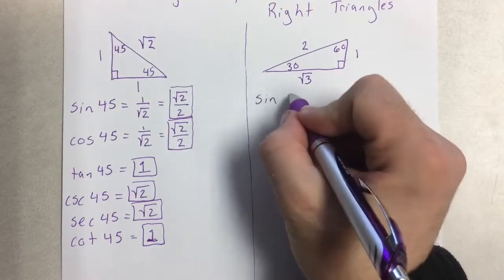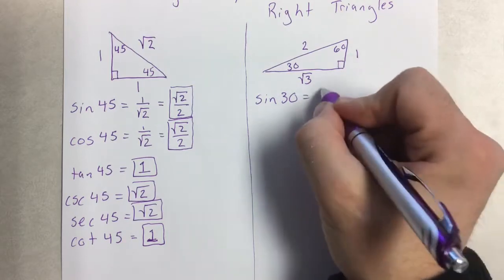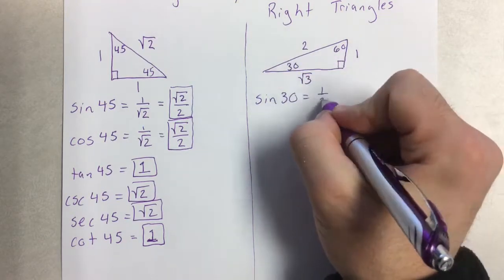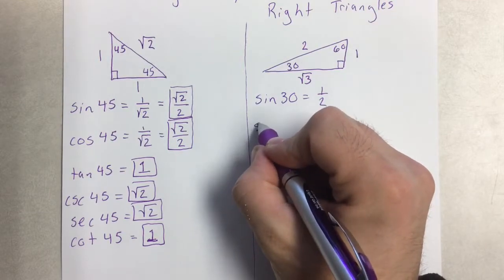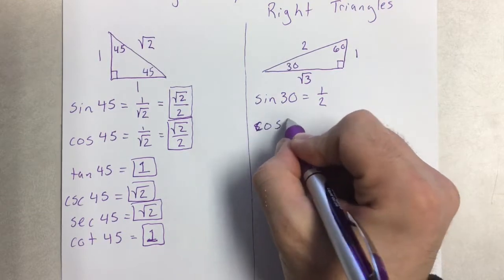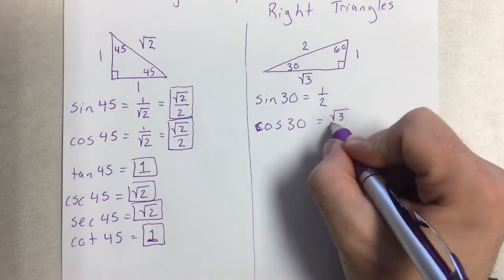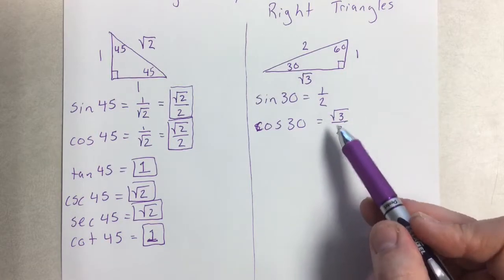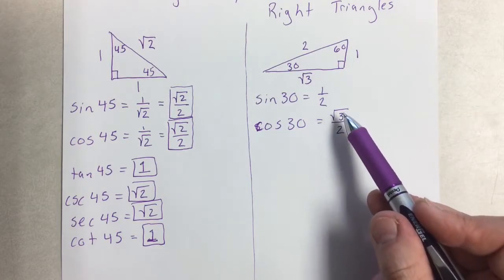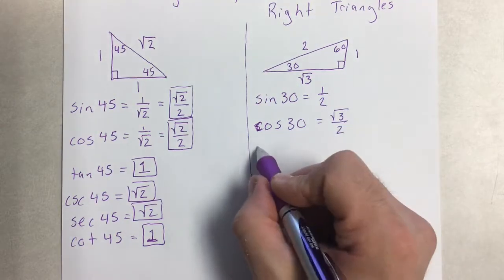And then let's look at the 30-60-90. So say sine of 30. So opposite of 30 is 1. Hypotenuse is 2. Good. Cosine of 30. It's adjacent, okay, over hypotenuse. This does not need to be rationalized because the square root is in the numerator. If it's in the numerator, we're fine.